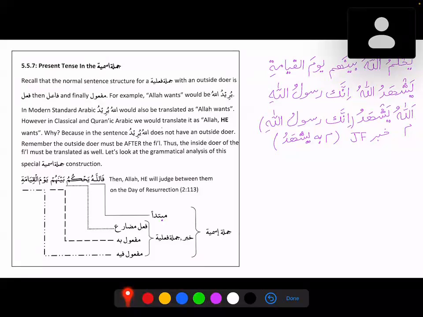Okay, so let me read first. It says, recall that the normal sentence structure for a Jumla Fe'liya with an outside doer is fail, fa'il, and finally maf'ul. These are the components of Jumla Fe'liya. For example, Allah wants would be yuridullahu. We know that the word Allah over here is the outside doer of yuridu. So we have fail and we have a fa'il over here.